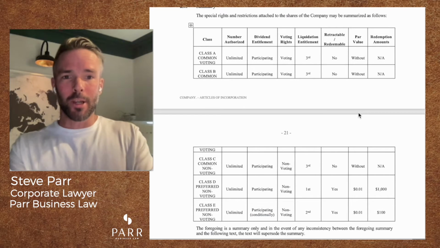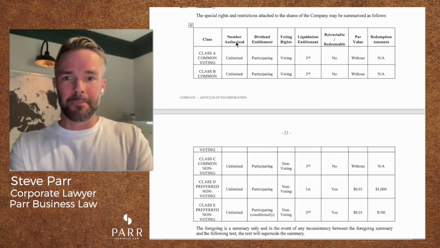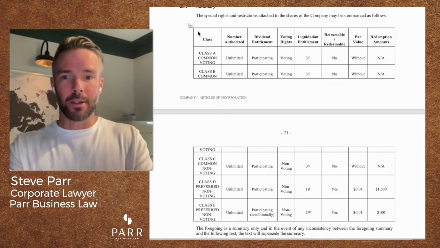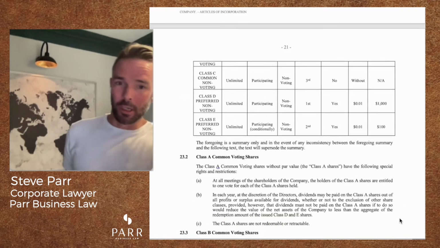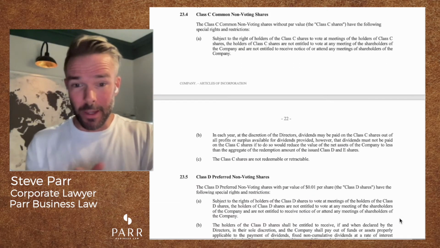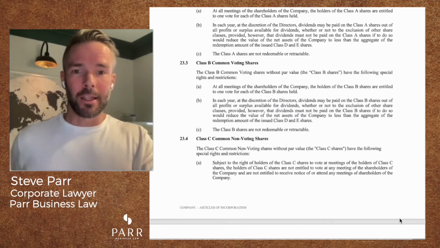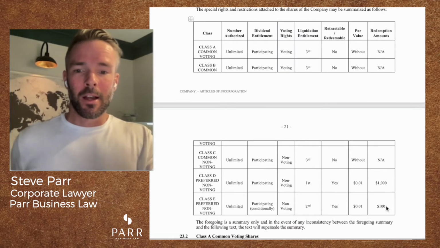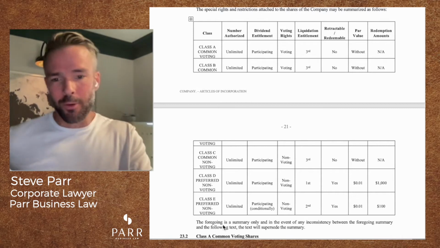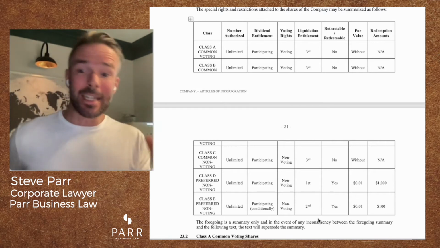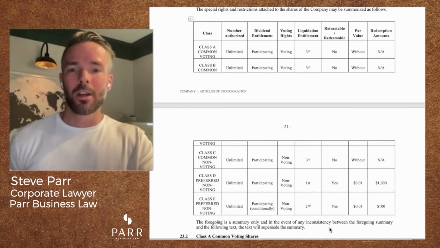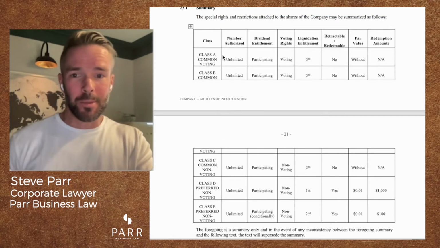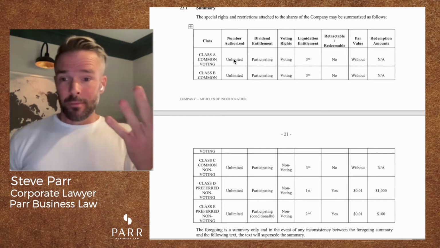And so what you'll see here is that it's been set out with this handy table. This table summarizes everything that's contained below. So this is all the fancy legal stuff that is summarized here. As this says here, the foregoing is a summary only, and in the event of any inconsistency between the foregoing and the following text, the text will supersede. So cool. But this is helpful for us because we can take a quick look at what's involved here.